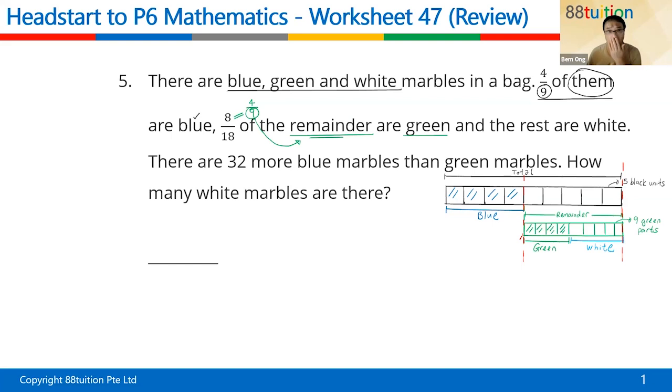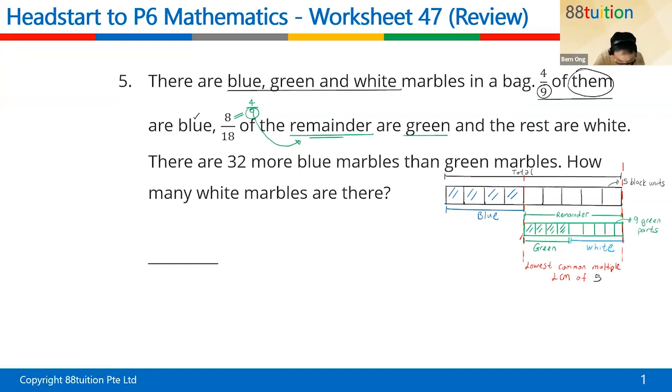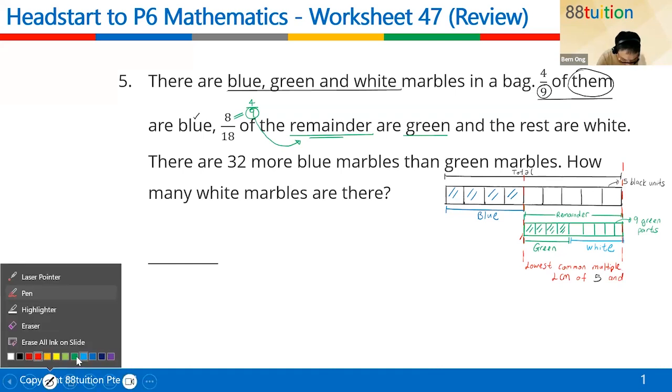Then how? That's where your teacher will say, cut lah. Cut. How to cut? All right. So the way to cut is you are supposed to look for something called the lowest common multiple, which is LCM. All right. LCM of what? LCM of the 5 black unit and the 9 green unit.